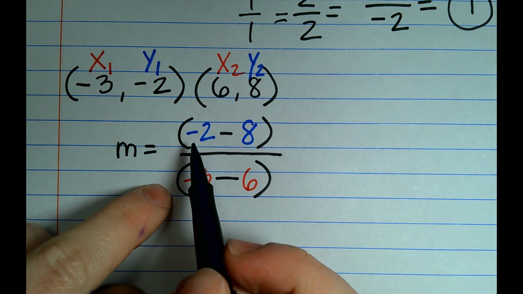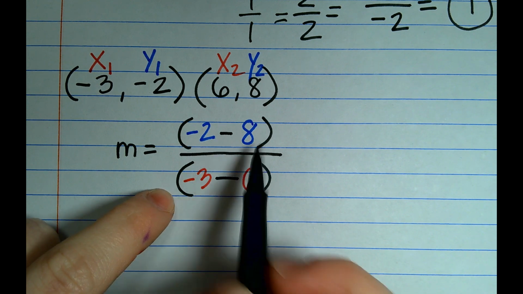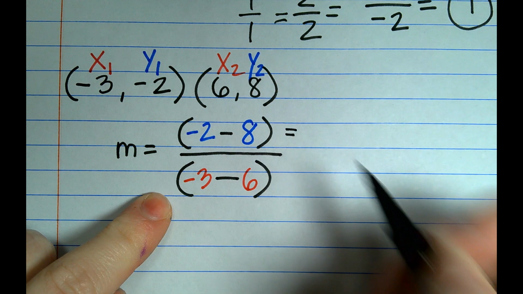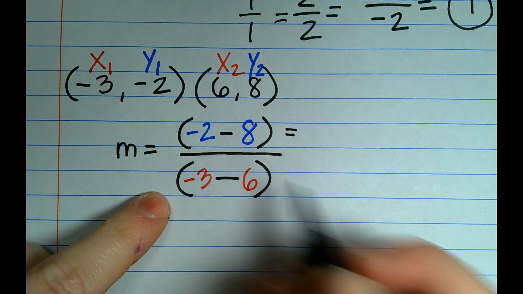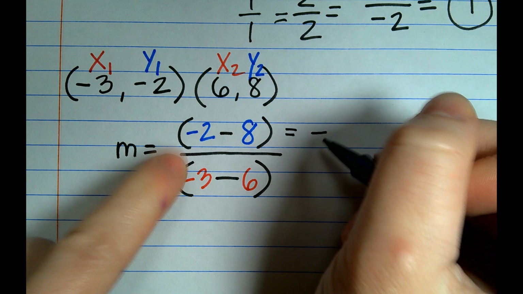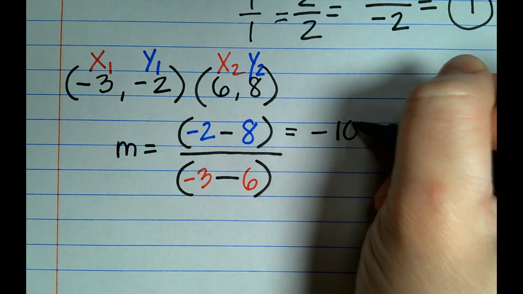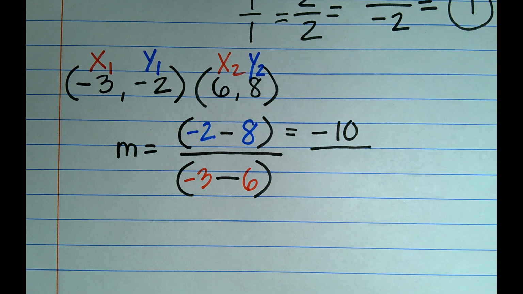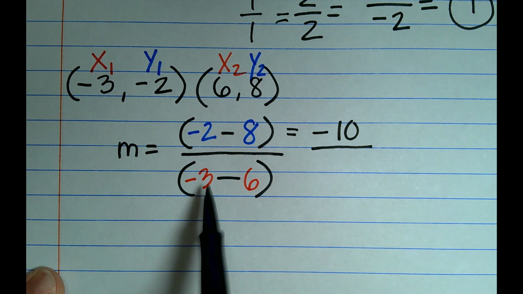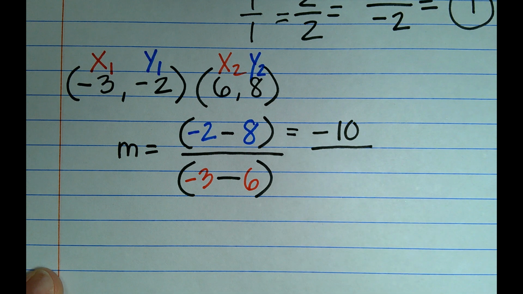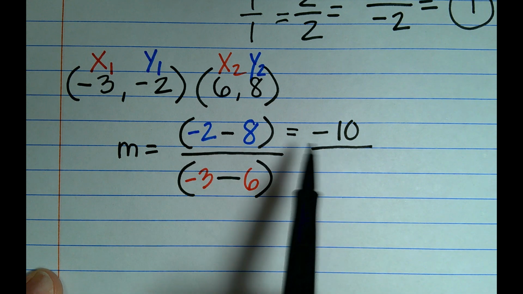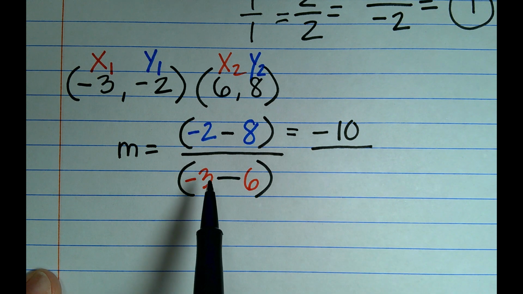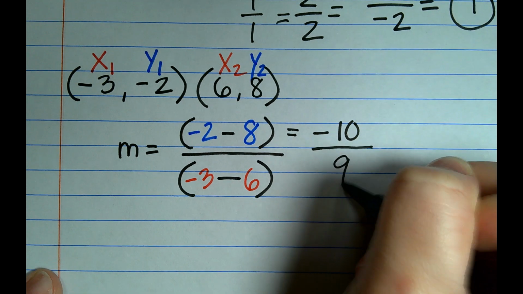Now, what's negative 2 take away 8? Negative 10. Oh, that's a tricky one. I hate subtracting from a negative number. It's hard for some reason. Negative 3, take away 6. Negative 9. You're really just adding the numbers together, and they're negative. 2 plus 8 is 10, but it's negative. 3 plus 6 is 9, but it's negative.